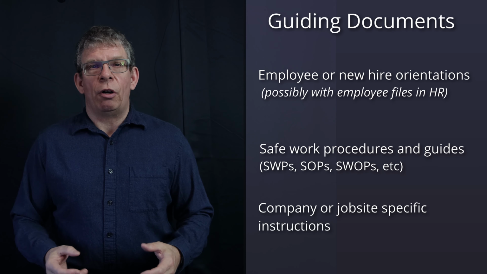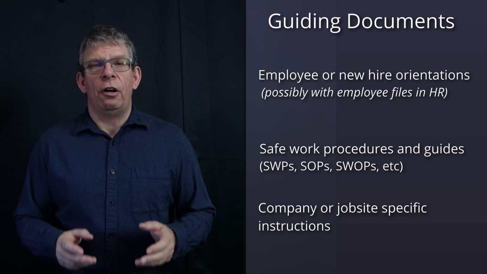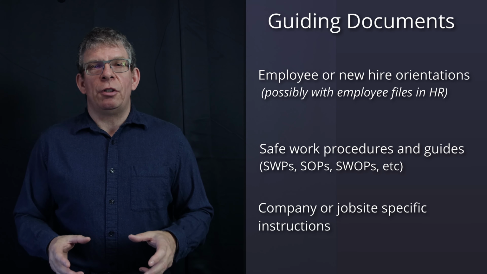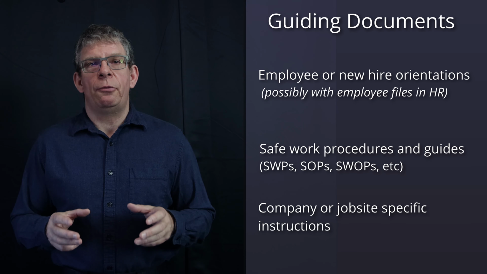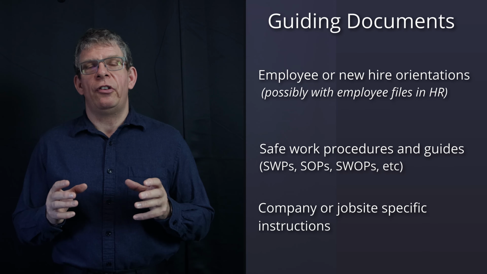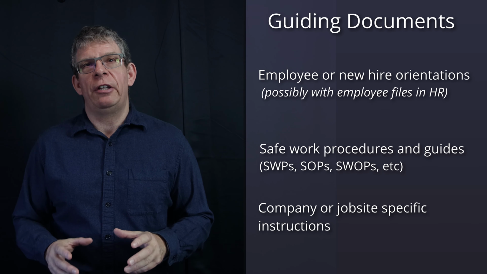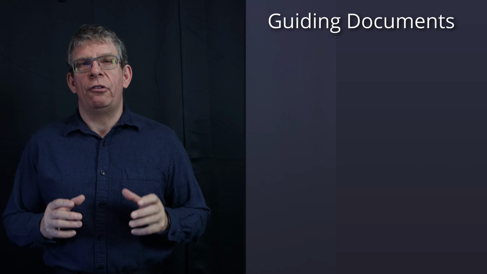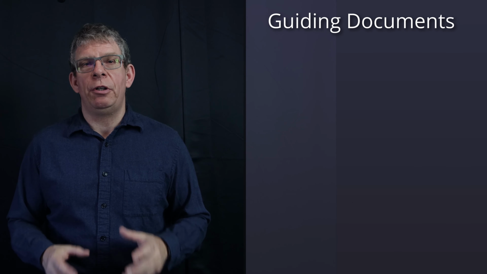The other thing you're going to want to look at as far as guiding documents are safe work procedures or safe work guides. These differ from original equipment manufacturer documents because they are company or job site specific. So if you have access to these documents, they're going to go a long ways to helping you in your investigation.